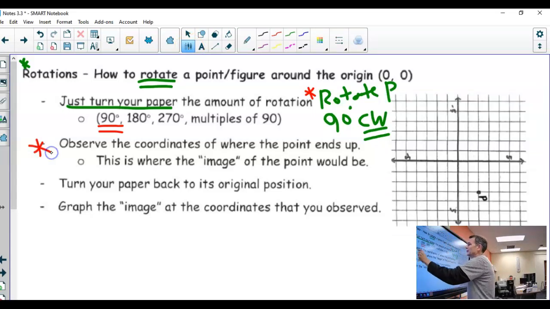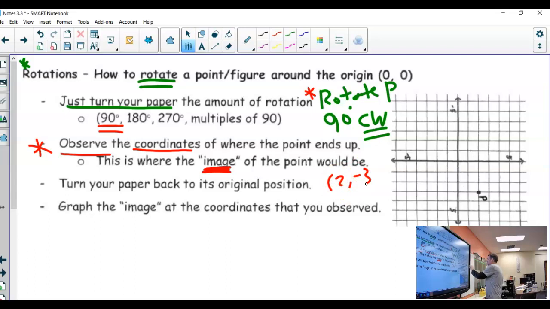So now I'm going to observe the coordinates of where it ended up. This is where the image would be if it rotated 90 degrees clockwise. Well, point P is now at the ordered pair 2, -3. Right? This is like my x-axis now, even though it was the y-axis. This is now the y-axis, even though it was the x-axis. And point P is at 2, -3.